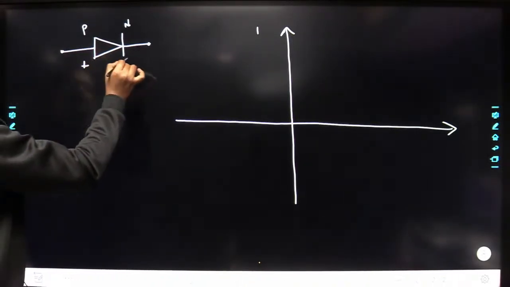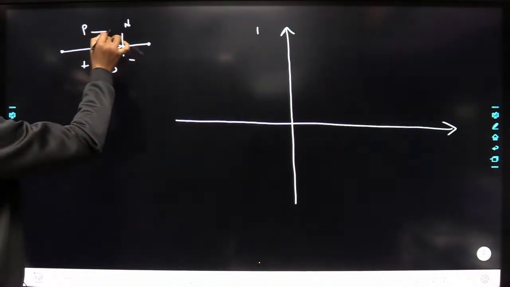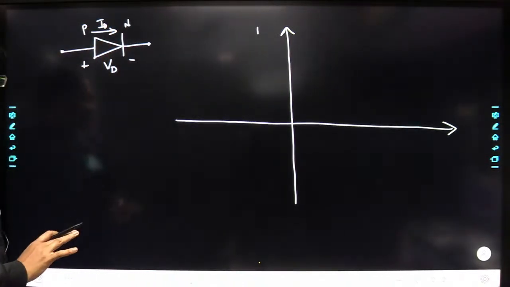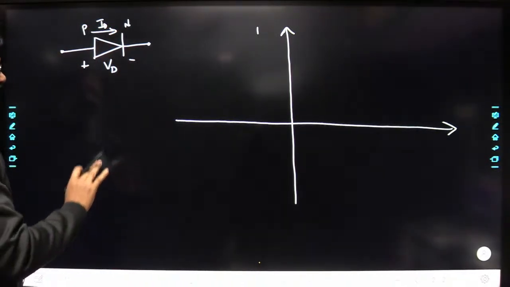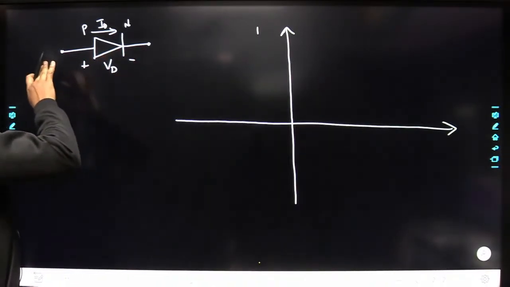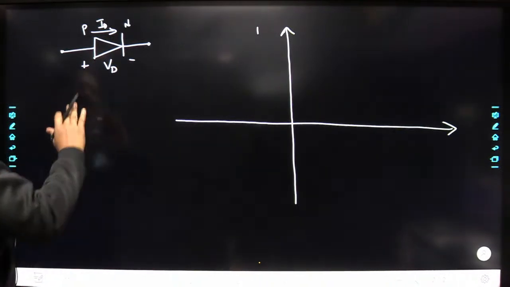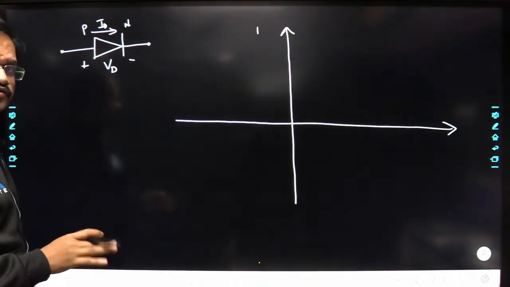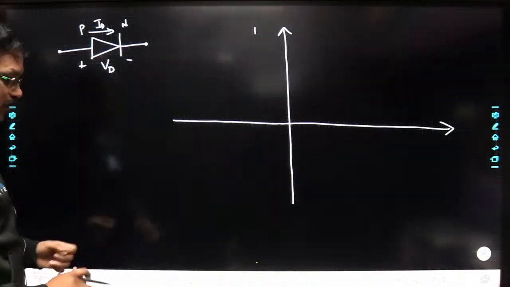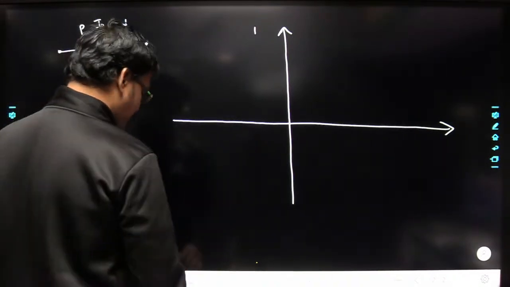Across this, the potential I am representing as VD, and the current will always flow through the diode from P to N. So it is not going to allow the current in both directions. It is going to allow the current only from P to N. In the other direction the current will be almost equal to 0. So it is a unidirectional device.